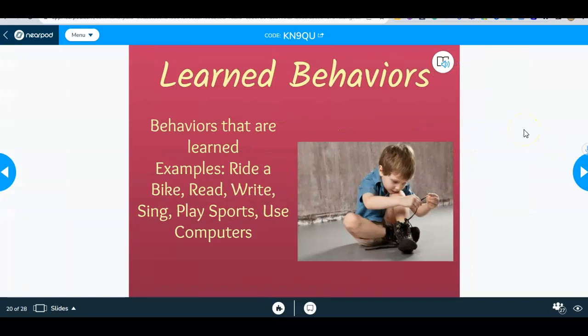Now, we need to talk about learned behaviors. Now, Knox, learned behaviors reminds me of some other vocabulary words like salt water. Salt water is water with salt. Guess what learned behaviors are? Behaviors that you learn. There you go. That's a really tough definition.